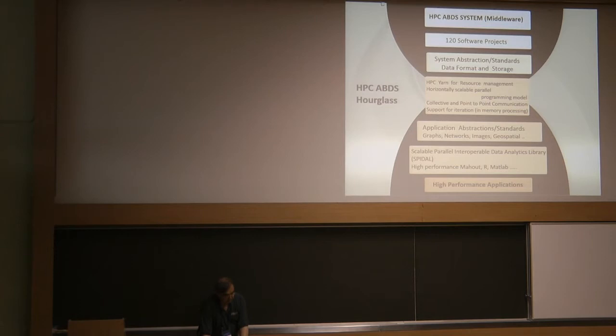And the almost last slide in this set just tries to use this hourglass-like shape to show how you can have the system, which is at the top. It has various key characteristics like YARN for resource management and scalable parallel programming with high performance communication and support for iteration. That's the hourglass in the middle. You have application abstractions, graphs, networks, images, geospatial, key value, and that allows you to build these high performance libraries.